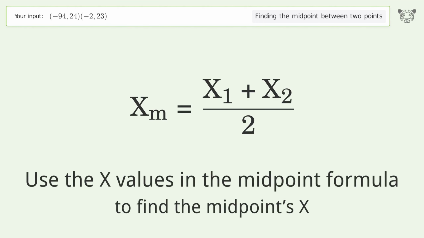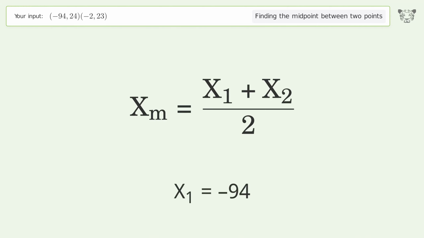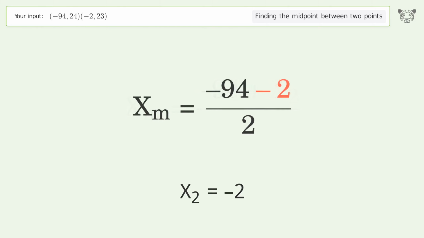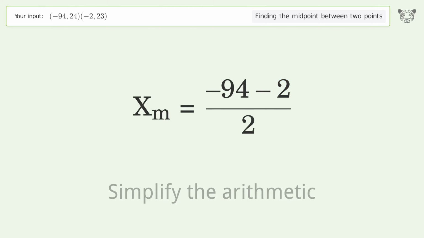Use the x values in the midpoint formula to find the midpoint's x. x1 equals negative 94. x2 equals negative 2. Simplify the arithmetic.